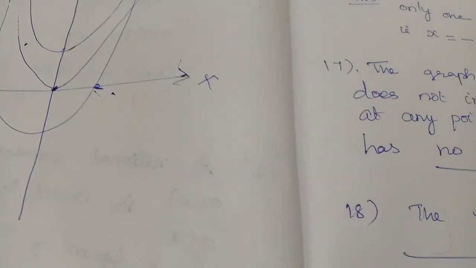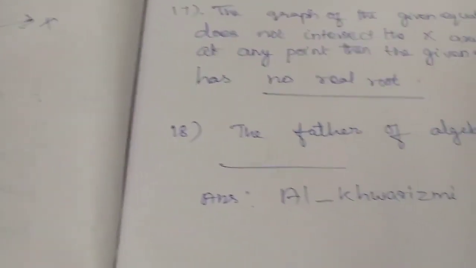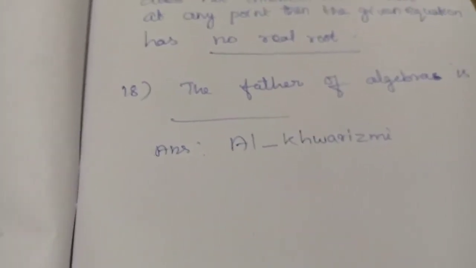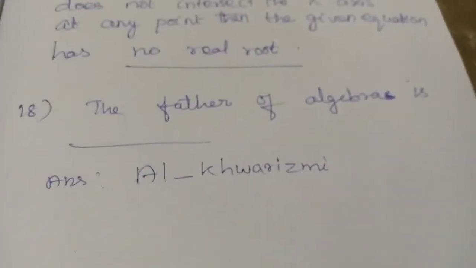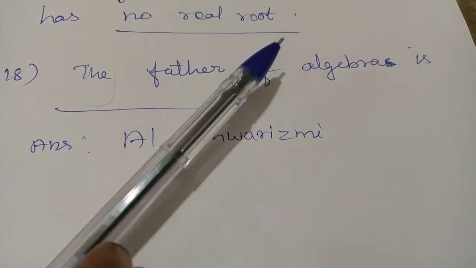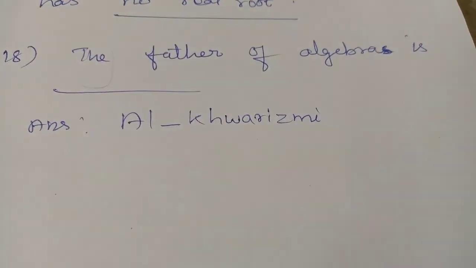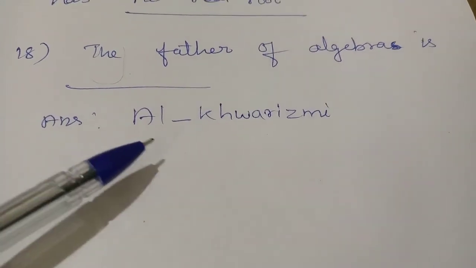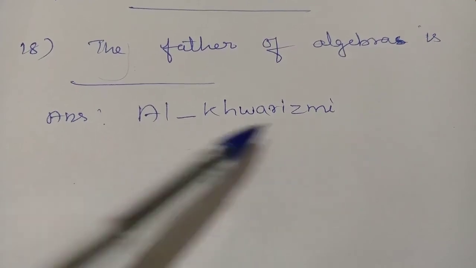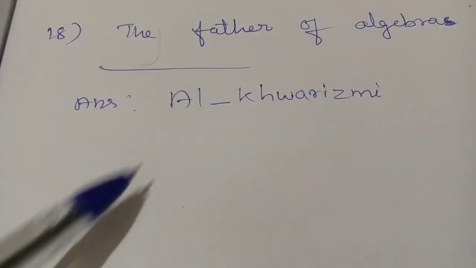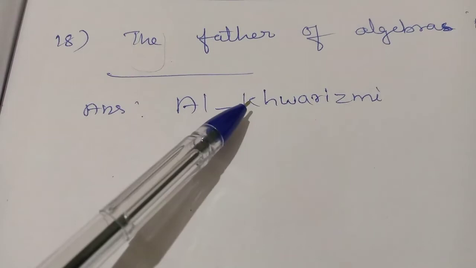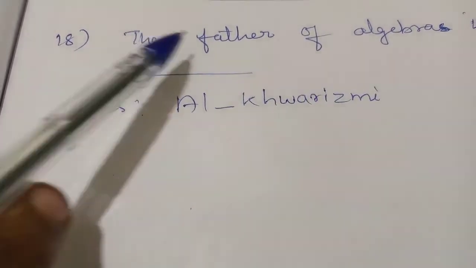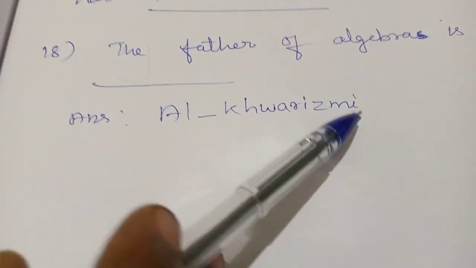Question number 18. The father of algebra is dash. What is the father of algebra? Al-Khwarizmi. Okay. The father of algebra, Al-Khwarizmi, is known as the father of algebra.